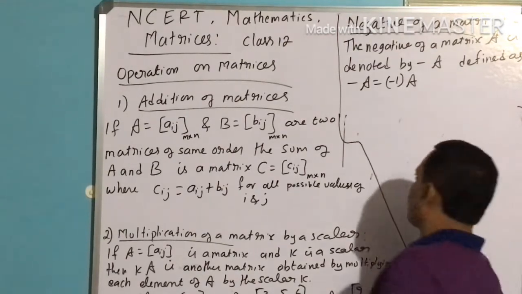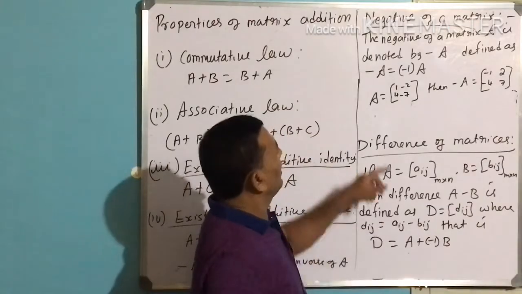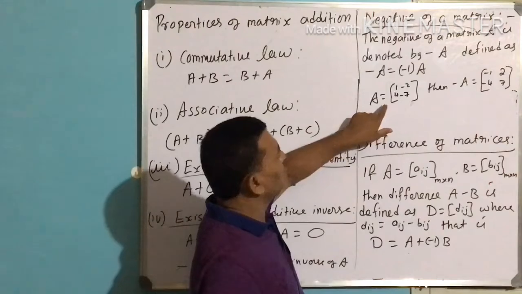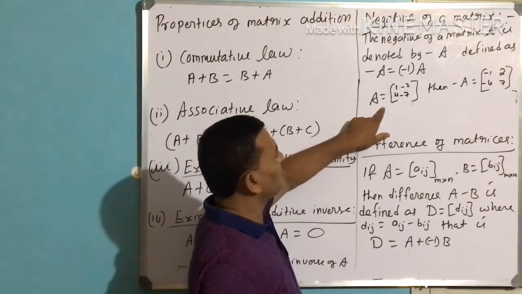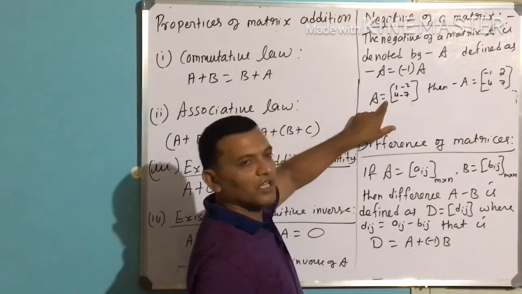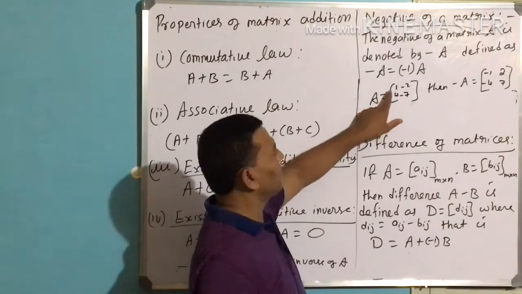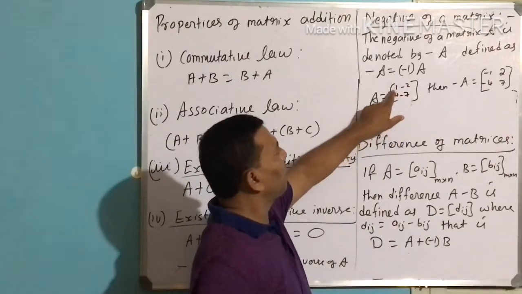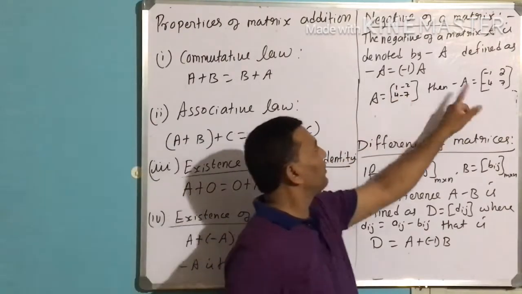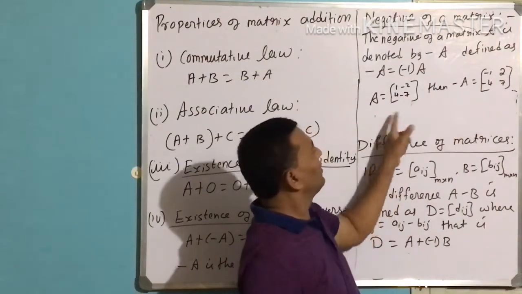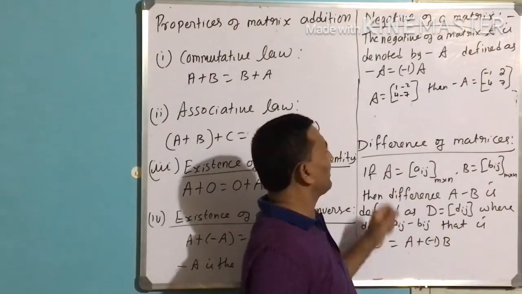For example, if A is equal to 1, minus 2, 4, minus 7 is a given matrix, then the negative of this matrix is obtained by multiplying minus 1 to this. That means minus 1 is a scalar which is multiplied to the matrix A. It means it is multiplied to all the elements of A. Then 1 becomes minus 1, 4 becomes minus 4, minus 2 becomes plus 2, minus 7 becomes plus 7. This is an example of the negative of a matrix A.